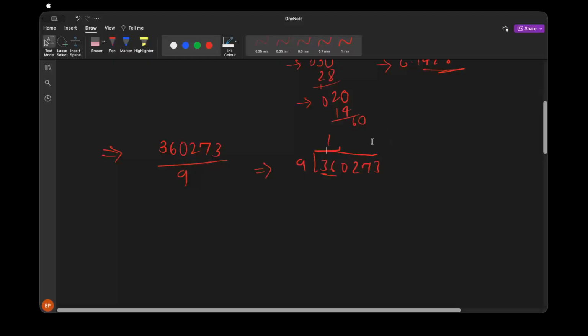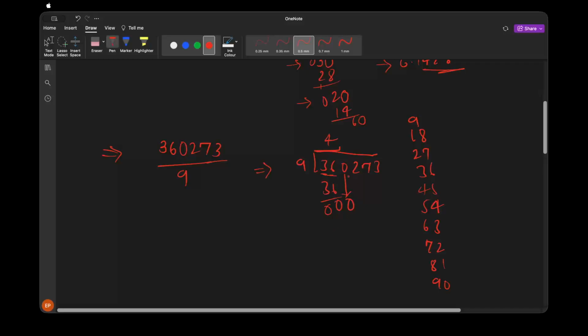Now let me write the 9 table first, right? 9 ones are 9, 9 twos are 18, 9 threes are 27, 9 fours are 36, 9 fives are 45, 9 sixes are 54, 9 sevens are 63, 9 eights are 72, 9 nines are 81, 9 tens are 90. Okay, 9 fours are 36 is there, right? 9 fours are 36. The answer starts with 4.